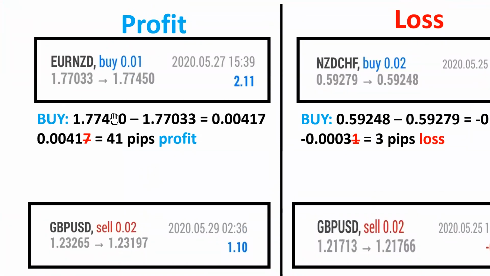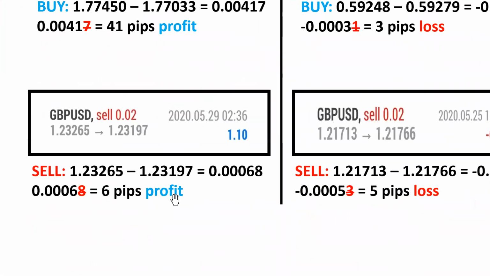With a buy, we look for the smaller number, which would be this one here, because that's the larger one. How do we tell? So we're subtracting this from this, like so. It will leave us with this number here. Now the pipette, remember I told you it's a fraction of a unit, so we're going to ignore this bit. You see it says 41. So I made 41 pips on that trade.